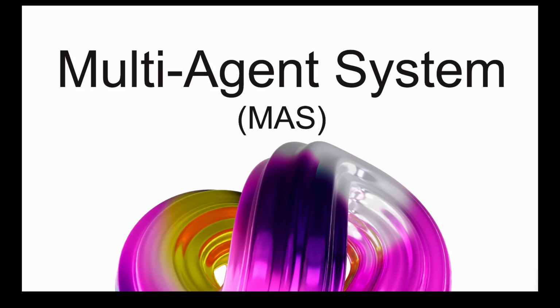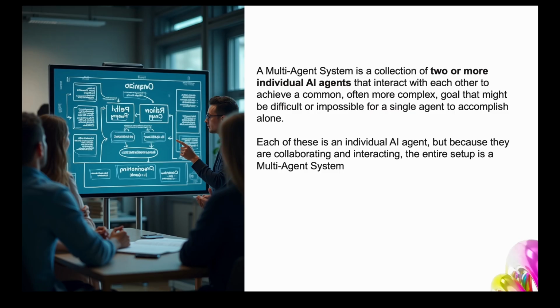Welcome to this video. In this video, we will be discussing multi-agent systems, also known as MAS. So what is a multi-agent system? As the name suggests, it is two or more individual agents interacting with each other. It's known as a multi-agent system.